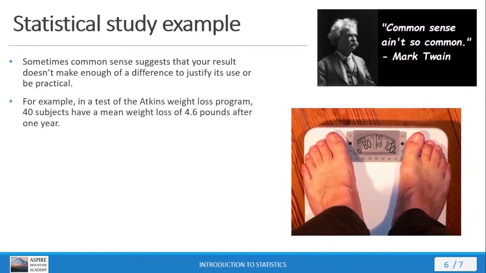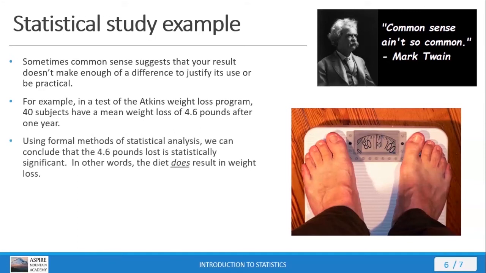We see an example of that here. Someone decided to test the Atkins weight loss program on 40 subjects. After 1 year, the subjects in the study lost an average of 4.6 pounds. Now, performing a proper statistical analysis led to the conclusion that the average loss of 4.6 pounds is statistically significant. Do you remember what that means? What does it mean for results to be statistically significant? I'll give you a moment to respond.